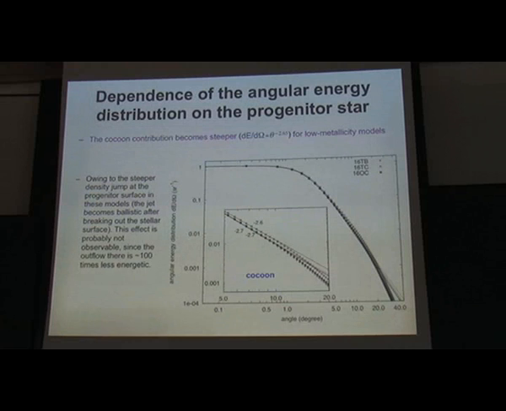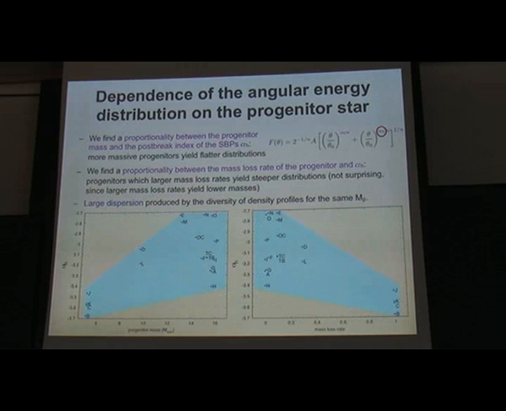Now, I don't have much time to go into these details, but the only difference with metallicity comes in the cocoon contribution, which seems to be a bit steeper for low metallicity models. What is important is that there is a proportionality between the progenitor mass and the post-break index in this smoothly broken power law. So if you plot this index versus the progenitor mass, you see that there is a wide scatter but a rough proportionality of this index with the mass.